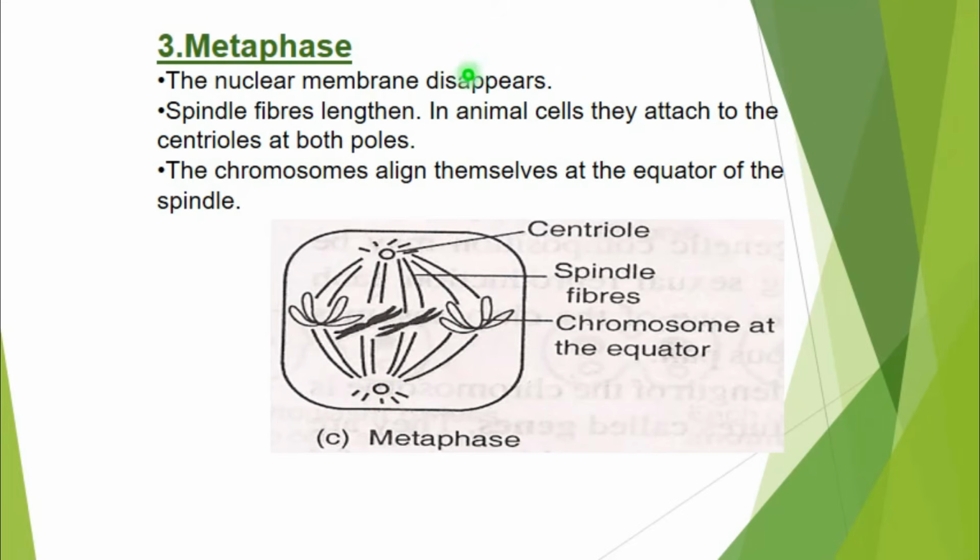You say the nuclear membrane disappears, the spindle fibers lengthen, and the centrioles in animal cell. This is the key word, in animal cell. We are not talking about plant cell. In animal cell, the centrioles, they move to the poles, while chromosomes, they align themselves, that is, they arrange themselves at the equator of where? Of the spindle fibers.